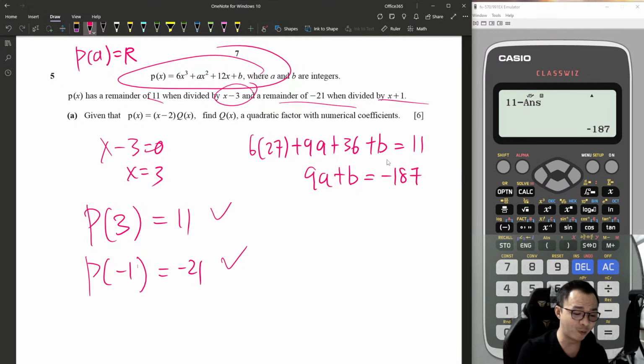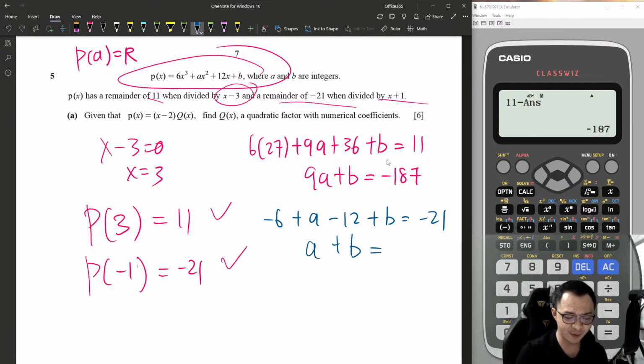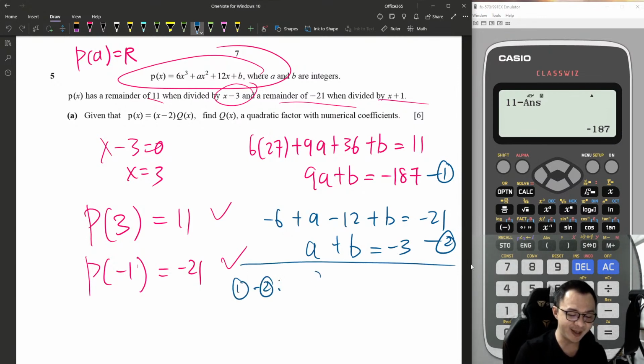Then I substitute my negative 1 into all the x from px. So negative 6 plus a minus 12 plus b equals to negative 21. So a plus b equals to negative 18 plus 18 minus 3. Okay, first equation, second equation, I'm going to do elimination now. First minus second. 9a minus a, b minus b gone. This one minus this one becomes plus 3, so it's negative 184.